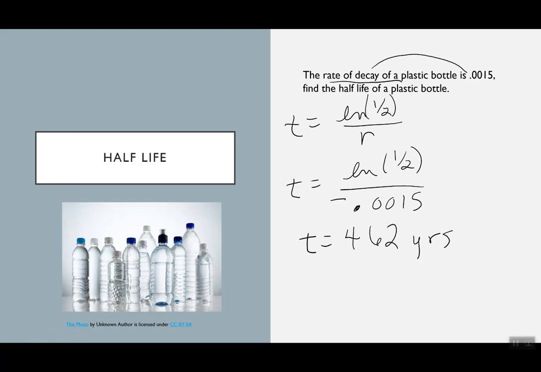Okay, so it says it takes about 462 years for a bottle to be half of what it was, right? So, to decompose that much. It's not completely gone; I just have half as much waste as I used to have. So let's think of something else that we also think of when we think of plastic bottles.